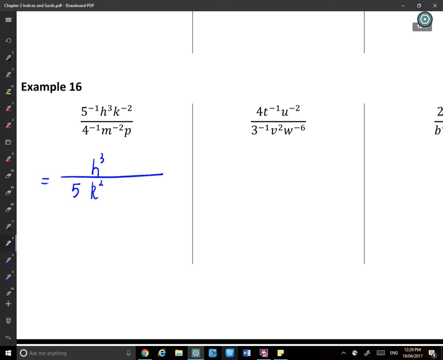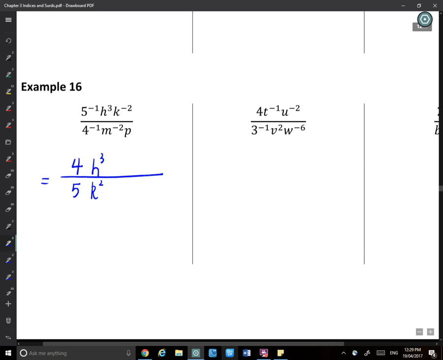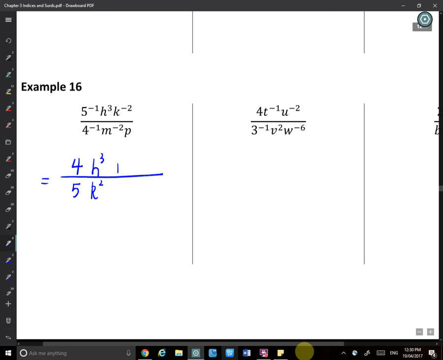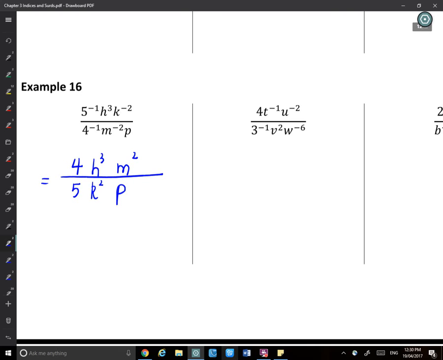Now let's look at the denominator. The denominator is 4 to the power of negative 1. It's negative. If we want it to become positive, it needs to go up. So that becomes 4. M to the power of negative 2 is in the denominator. It needs to go to the numerator to make it positive. So it's m to the power of 2. And p is already a positive index. It just stays whatever it is. And that should be the final answer.